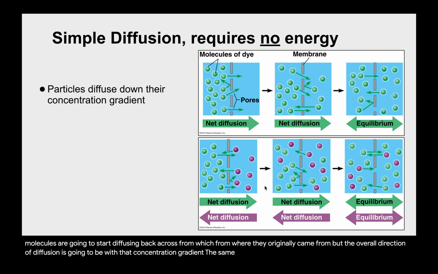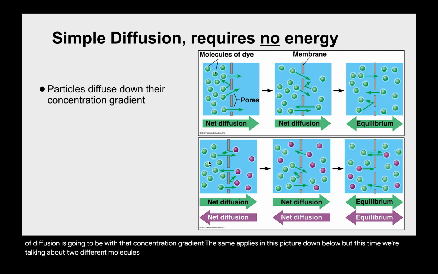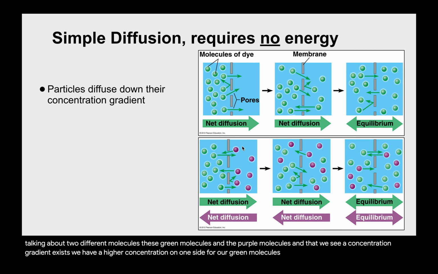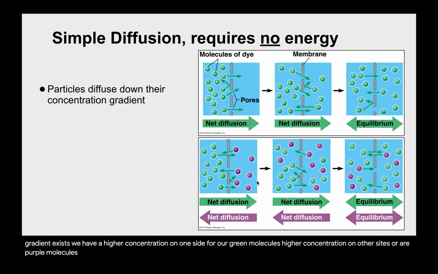Now, the same applies in this picture down below, but this time we're talking about two different molecules, these green molecules and these purple molecules. We see a concentration gradient exists. We have a higher concentration on one side for our green molecules, higher concentration on the other side for our purple molecules. They are going to diffuse across the membrane depending on which way their concentration gradient is. So green is going to diffuse to the right, purple is going to diffuse to the left.